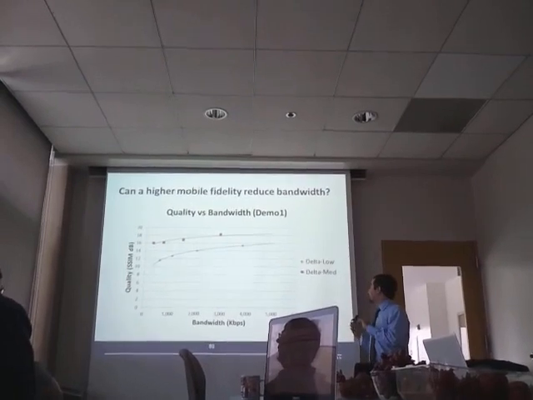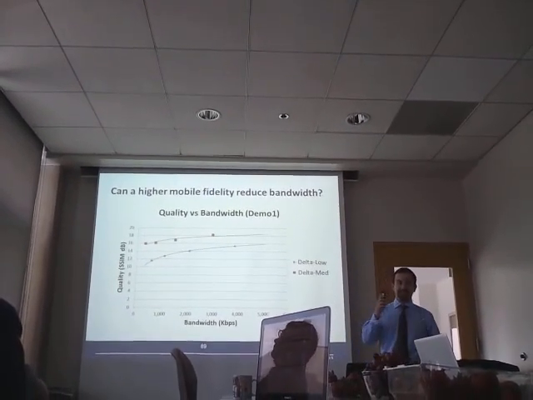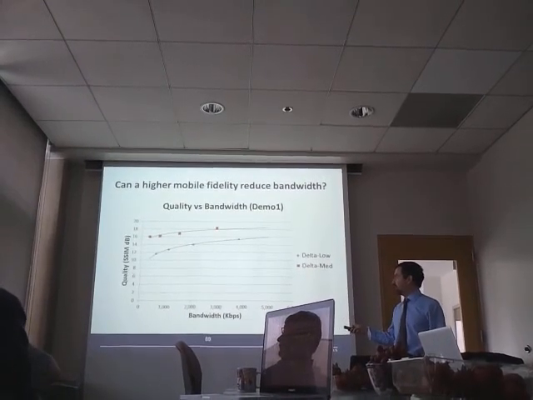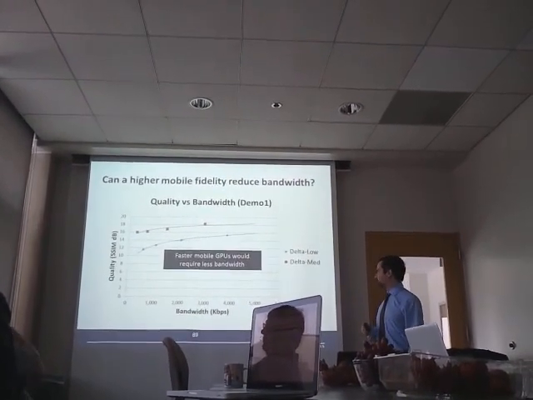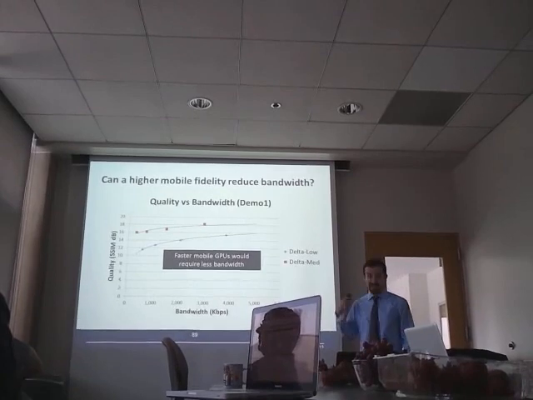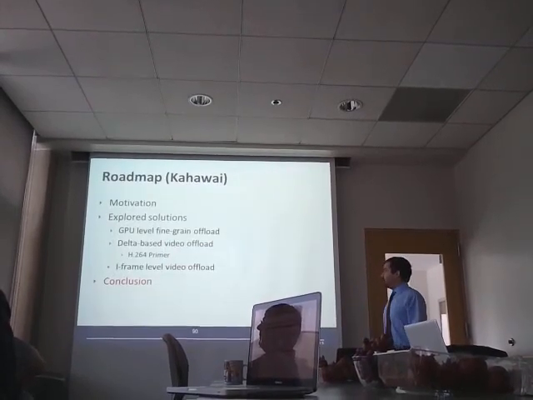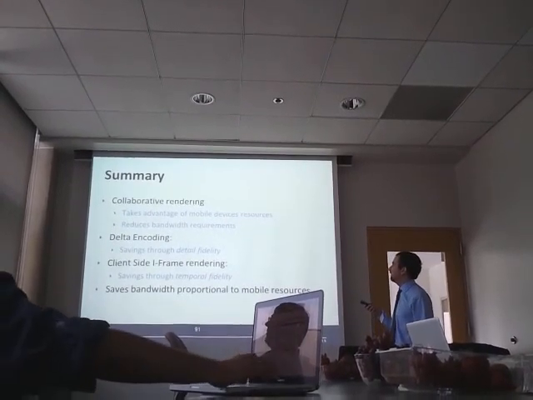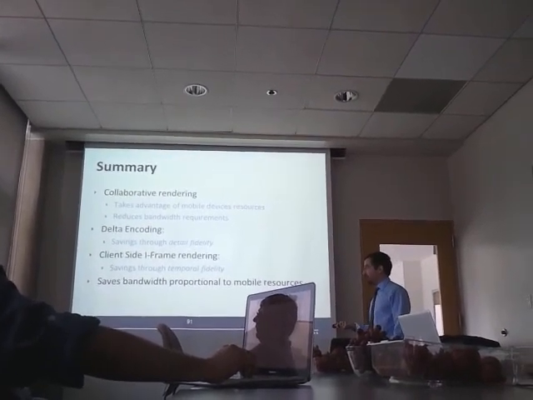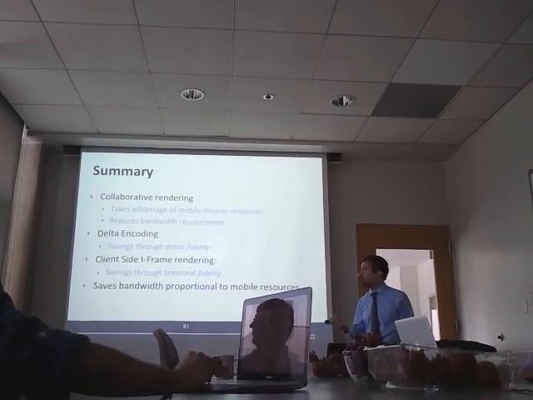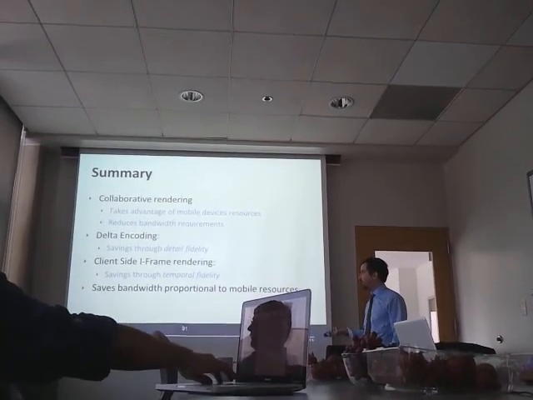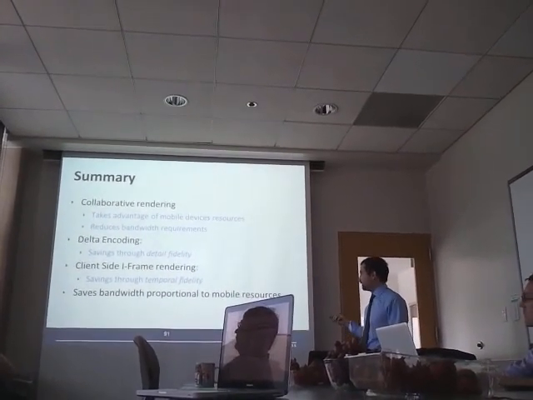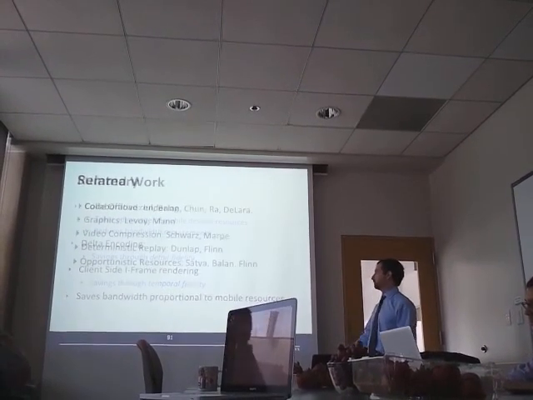But what if we instead take low to be actually medium? Well, the detail fidelity will be much higher, so the quality that you can get for the same bitrate is, again, much higher. So faster mobile GPUs will require less bandwidth to run the same game. And so, in summary about Kawai, I showed that Kawai, through collaborative rendering, can take advantage of mobile resources and reduces bandwidth requirements through 2 approaches: delta encoding that saves through detail fidelity, and client-side iframe rendering that saves by exploiting temporal fidelity. I also showed that bandwidth savings are proportional to the mobile resources.